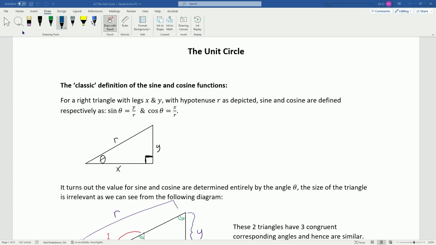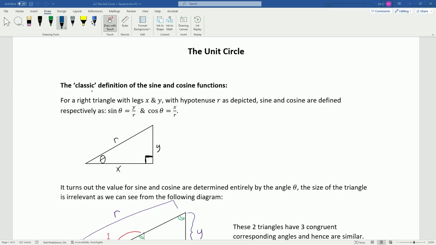Alright, so the unit circle is basically a circle centered at 0, 0 with radius 1, but we use this tool, the unit circle, as a way of visualizing the sine and cosine functions. So we're going to start out by taking a look at the classic definition of the sine and cosine functions, and then we'll see how this definition extends to the unit circle, and then we'll figure out how to actually evaluate sine and cosine for various angles.